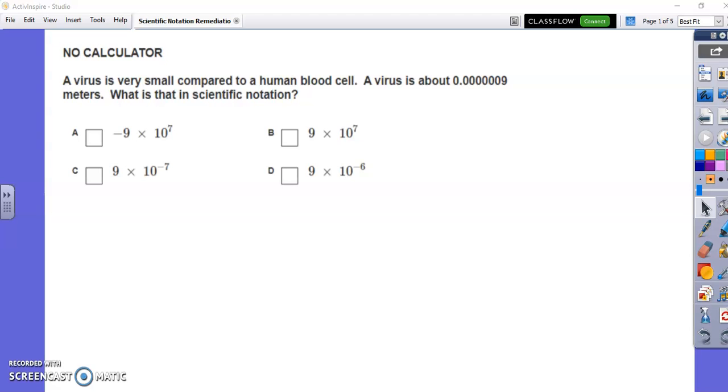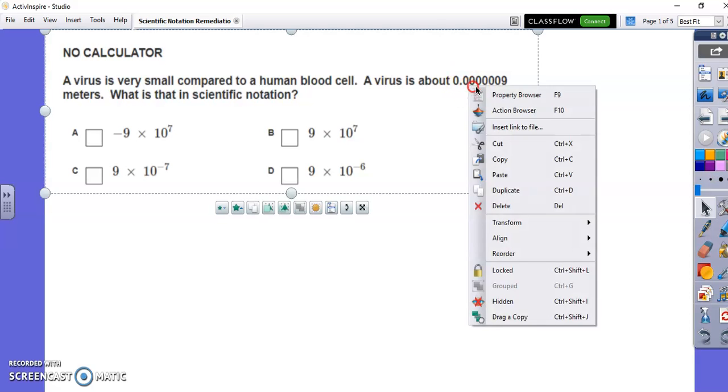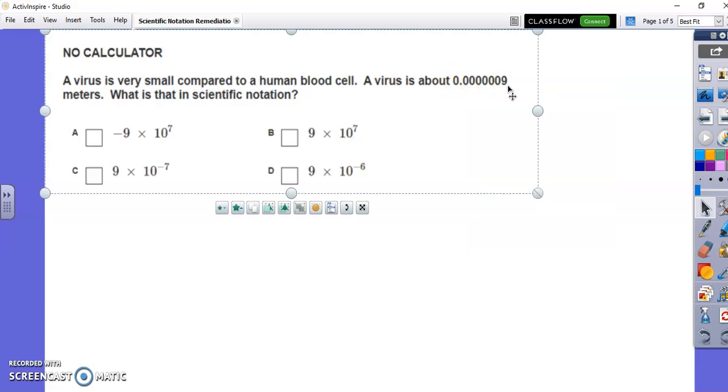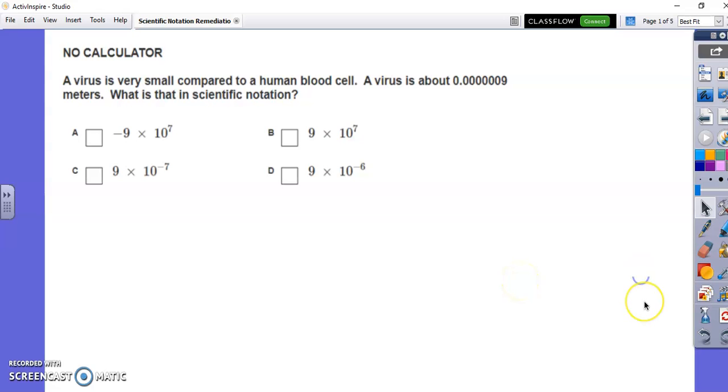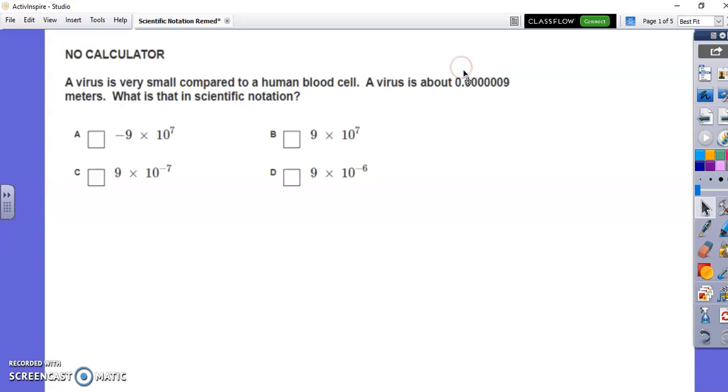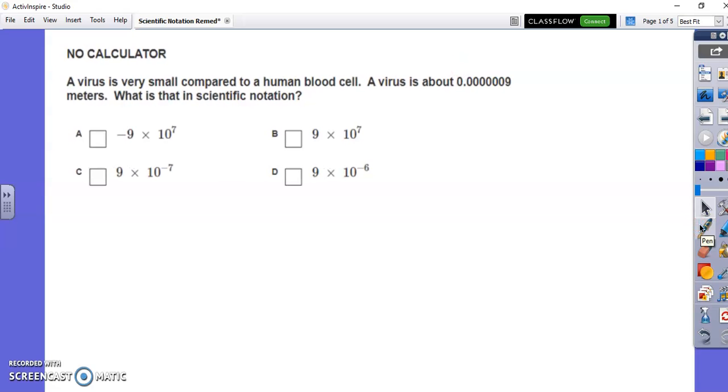A virus is very small compared to a human blood cell. A virus is about 0.0000009 meters. What is that in scientific notation? So you have to think about this number is very, very tiny. So if this number is going to be less than 1, then your exponent is going to be negative.